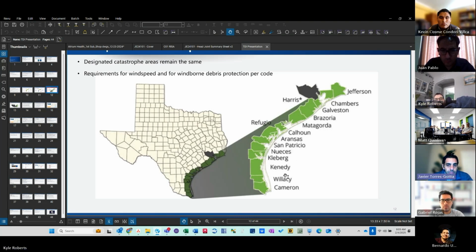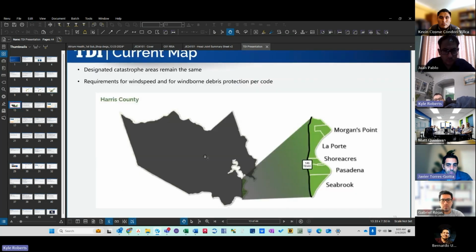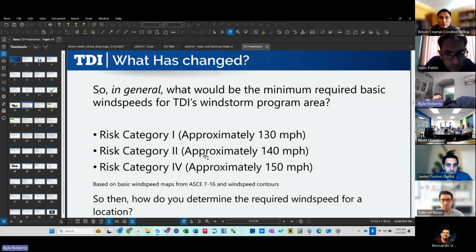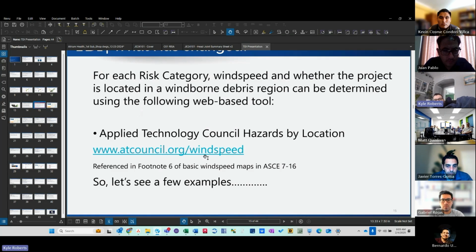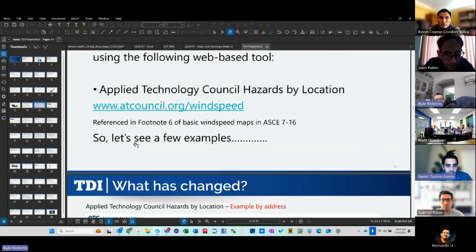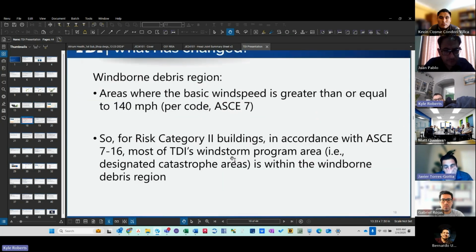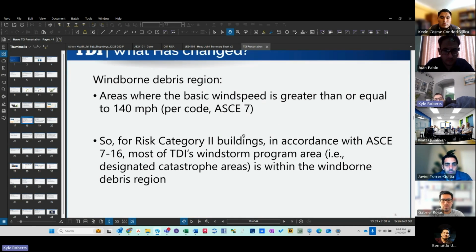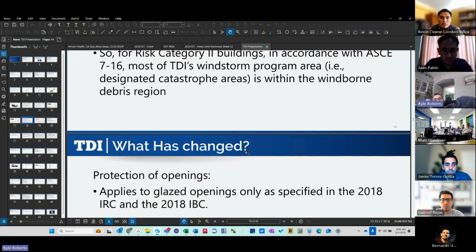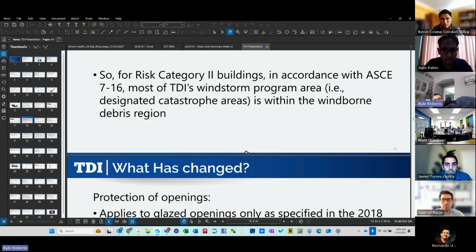for the building. Now, this is where it gets complicated, because in the presentation they gave in 2018 when they updated the code, they basically said, okay, you just need to go to, it was the AT Council, but then it became ASCE 7, hazard tool, and basically follow what 716 is saying for impact requirements. So if ASCE 7 is saying you don't need to have impact glass, TDI is following that with their new updated codes in 2018.